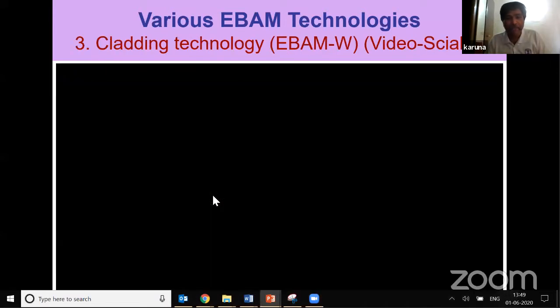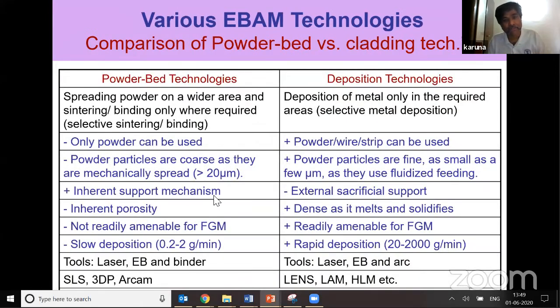And being a welding-based process, you also saw that the layer thickness is very high, so it necessarily requires a finish milling process. But you also noticed that during the announcement, he says the deposition rate is extremely high. In powder bed technology, the deposition rate is hardly 0.1 to 0.5 gram per minute, whereas you can go easily up to half a kg per minute in the case of cladding technology. So each one has its own application.